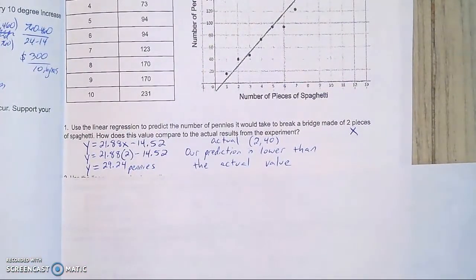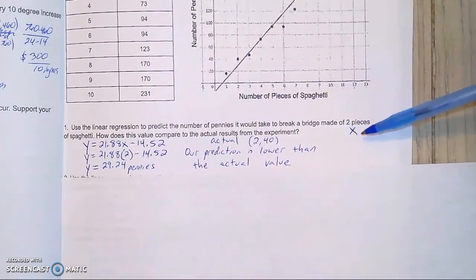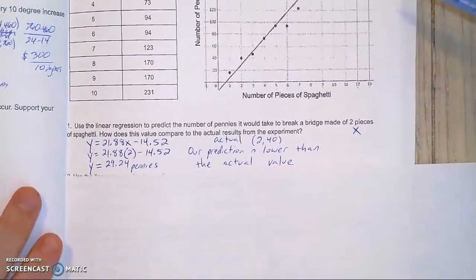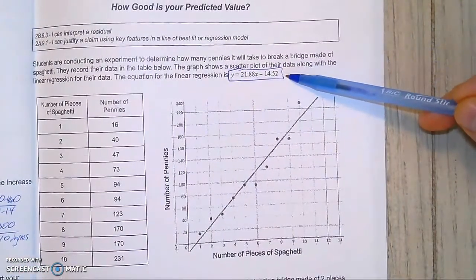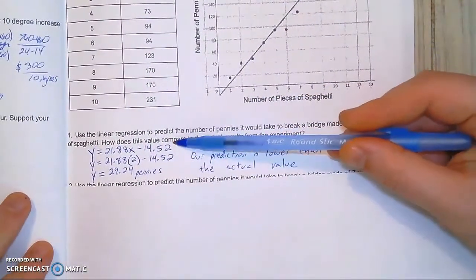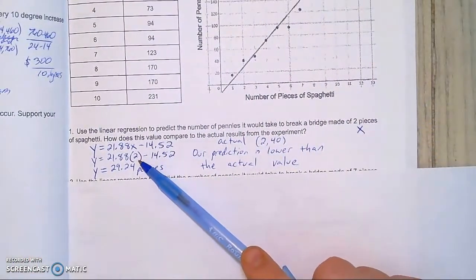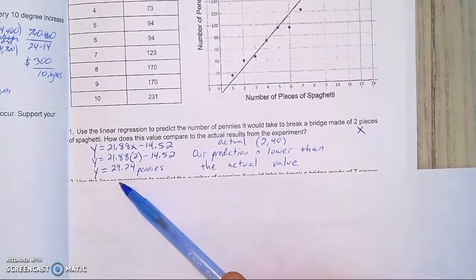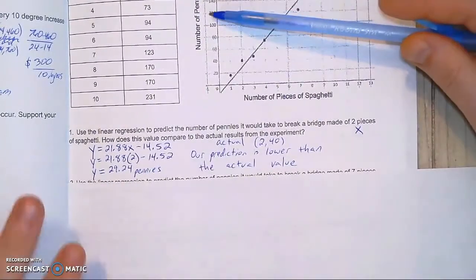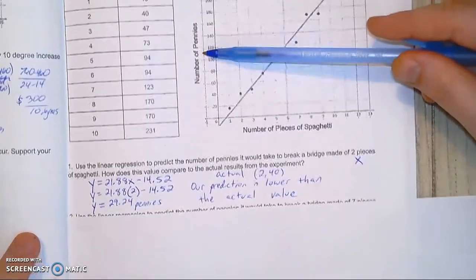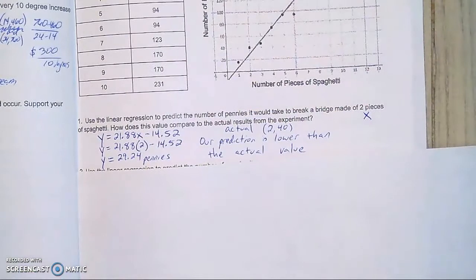So when they wanted to know how many pennies it would take with 2 pieces of spaghetti, we identified that the pieces of spaghetti is an x value. So right away I know x is 2. I go back to the equation they gave us at the beginning, and I just substitute that x is 2 into the problem. After that, I can use a calculator to evaluate and get a y answer. I know my y answer is the number of pennies, and that's y is 29.24 pennies.